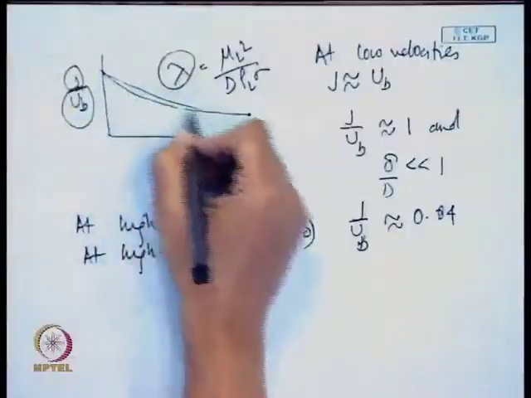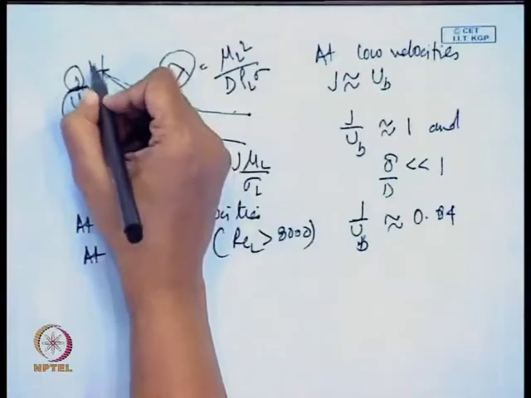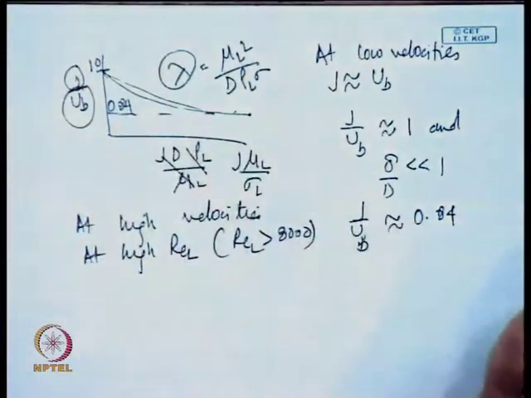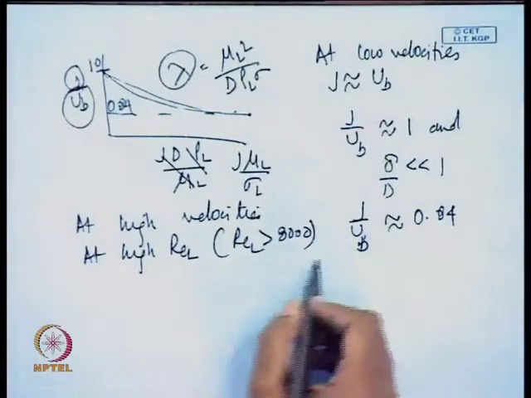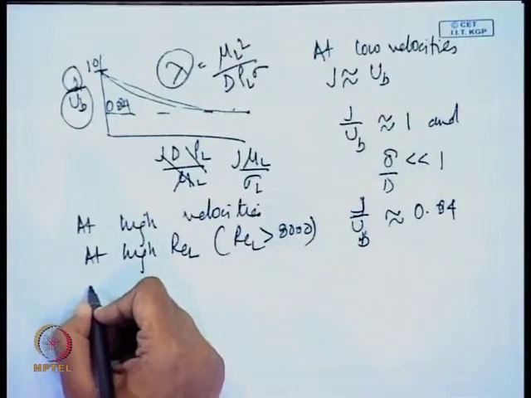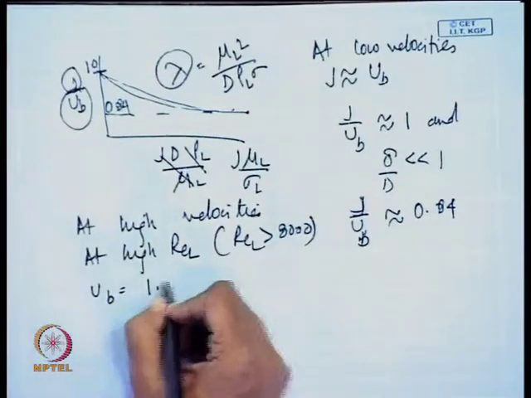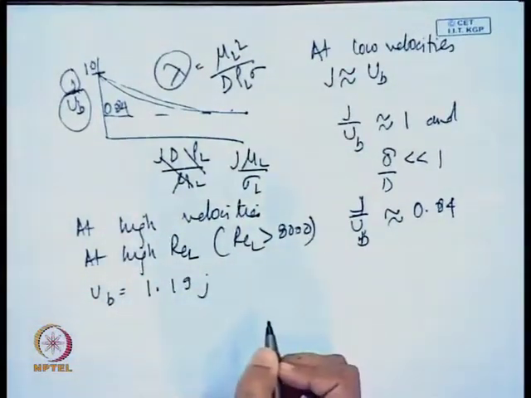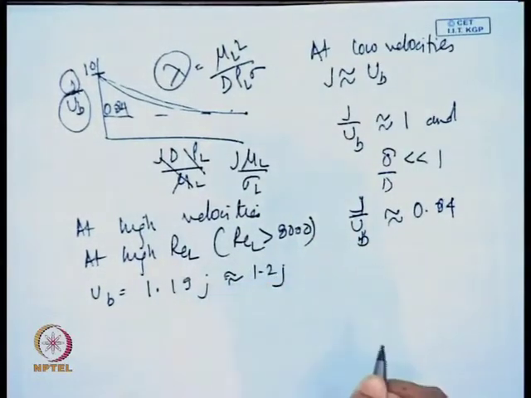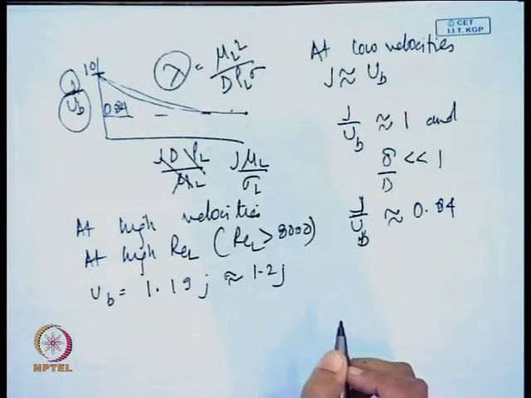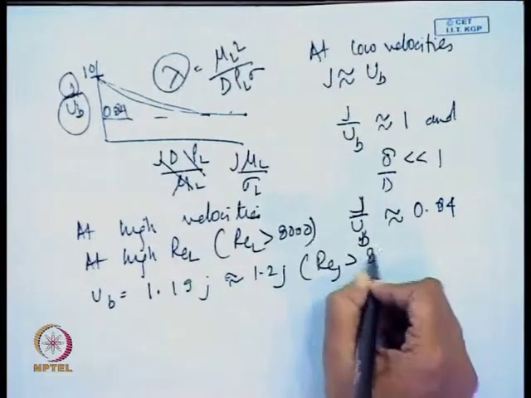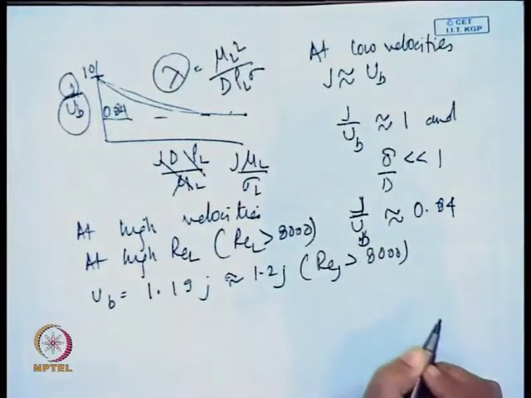Usually if you plot this graph, we find that it starts from 1.0 and reaches an asymptotic value at about 0.84. Okay? So, if J by UB is equal to 0.84, then what is UB equal to? It is almost 1.19 J, correct? Which is close to about 1.2 J, the value which we have obtained for vertical slug flow. This is obtained for REJ greater than 8000, correct?